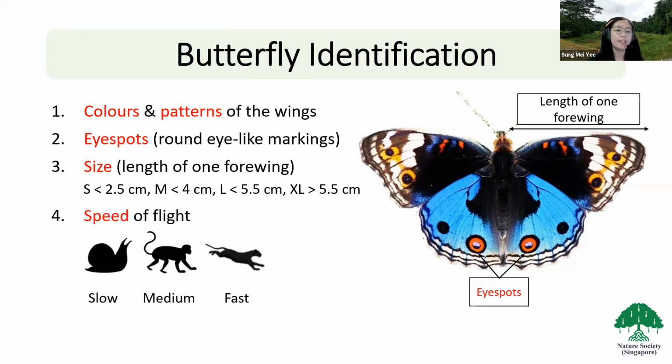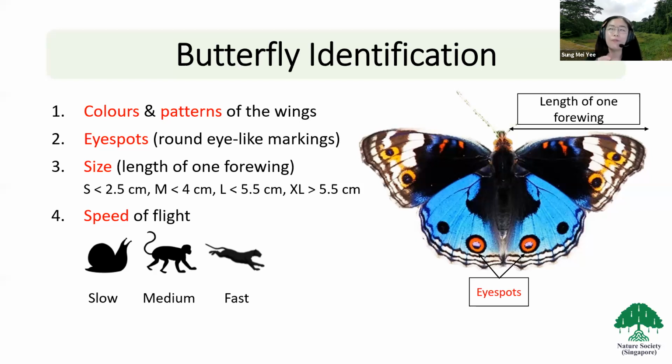Okay, and finally, we can also look at the speed of its flight. For this session, I've also categorized them into slow, medium, and fast. But having said that, it's very difficult to tell the speed in real life, especially if you're new.